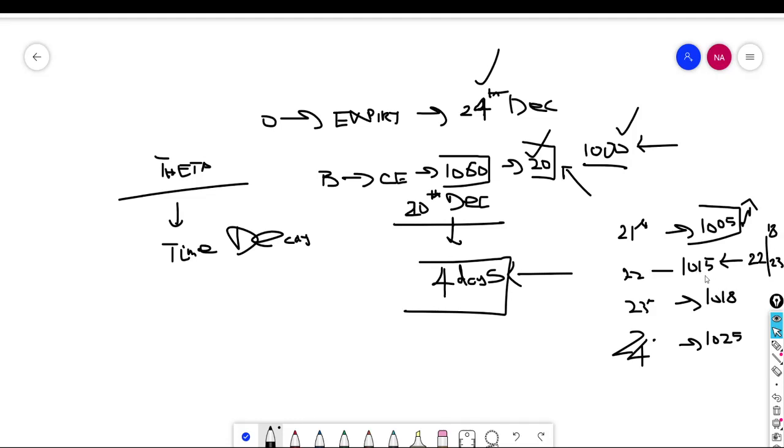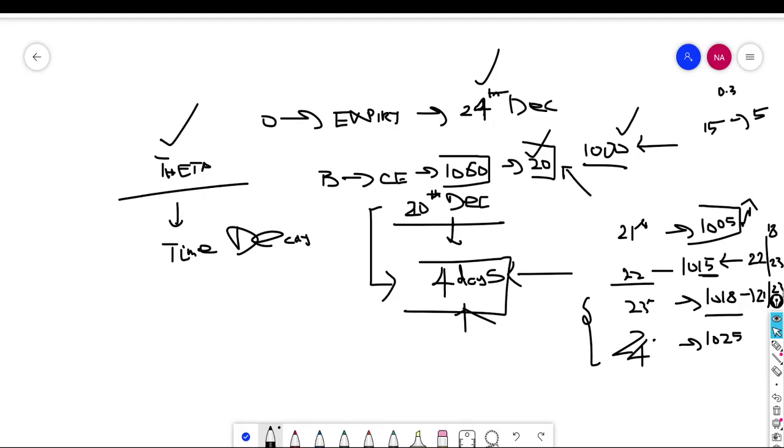Now you can ask me a question, sir. The stock price has gone up 15 rupees. Even if the delta is 0.3, the option should have moved 5 rupees. That is where time decay comes in. Closer to expiry, the faster the time decay will be. You had 4 days left, and on 22nd you have 2 more days left. On 23rd, at 1018, the option will probably be 21, 22, or a maximum of 23 or 24, not more than that.